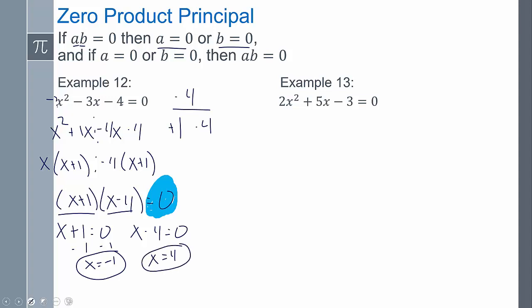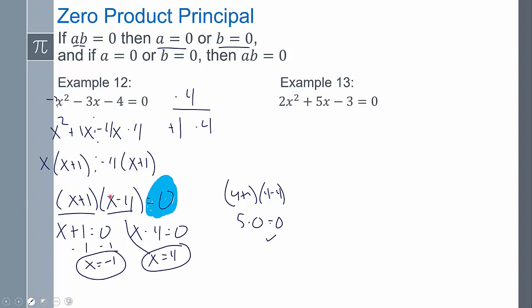Now here's the reason why. If I take this 4 and I plug it in, I'm going to get 4 plus 1, which is 5, times 4 minus 4, which is 0. Well, 5 times 0 equals 0. It works. So the zero product principle, because it's multiplying it equals 0, I just need to know what makes this factor 0 and what makes this factor 0.